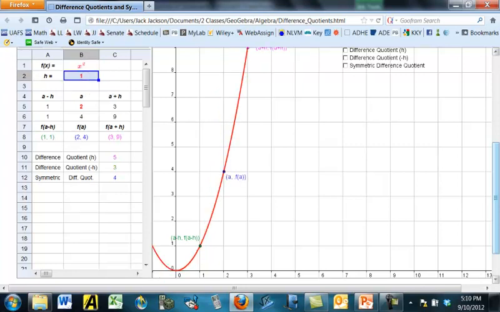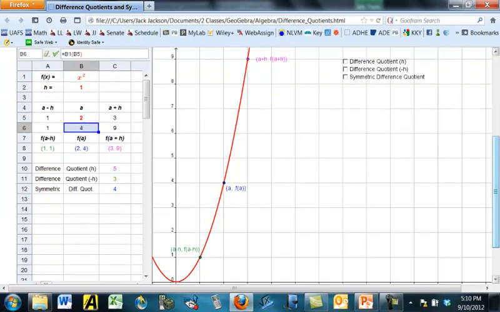You can also change the value of h and the value of a. So if I change a to 3, notice it moves the point a, f of a, to 3, 9. I want to center it at 2, so I'm going to go back to 2 here. And so now we're at this point right here, where a, f of a is 2, 4. Because you plug in 2, square it, you get 4. So 2, 4 is our point. You can see the ordered pair down here. Here it is sort of in table form. Here it is as an ordered pair. And so this is the point we're interested in.